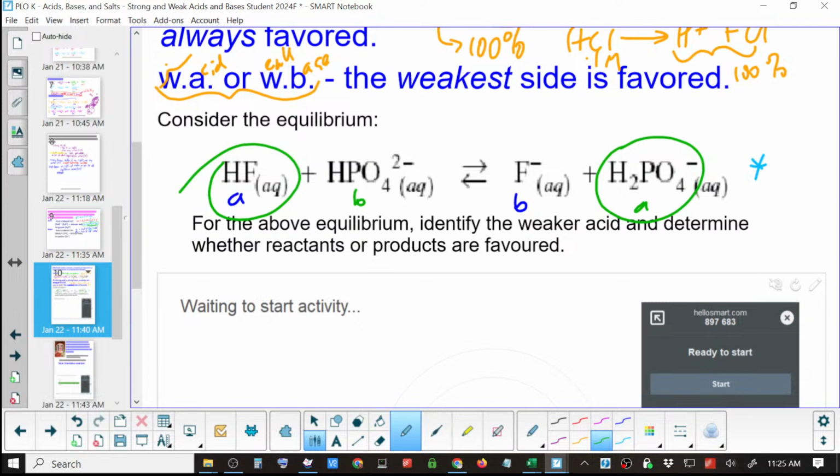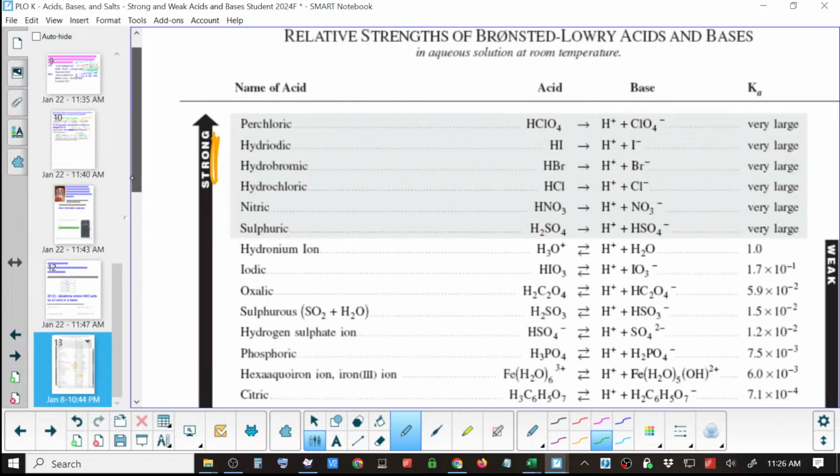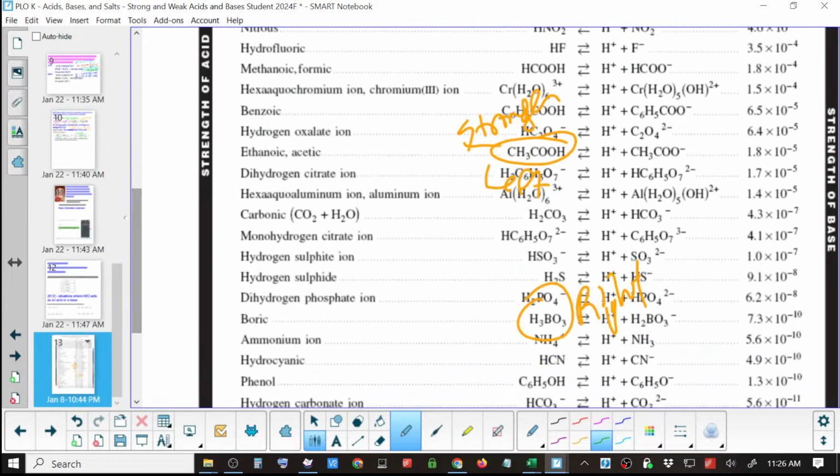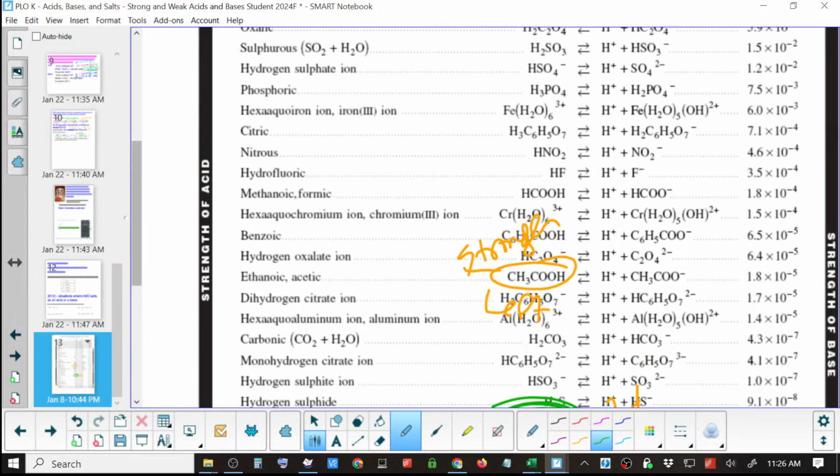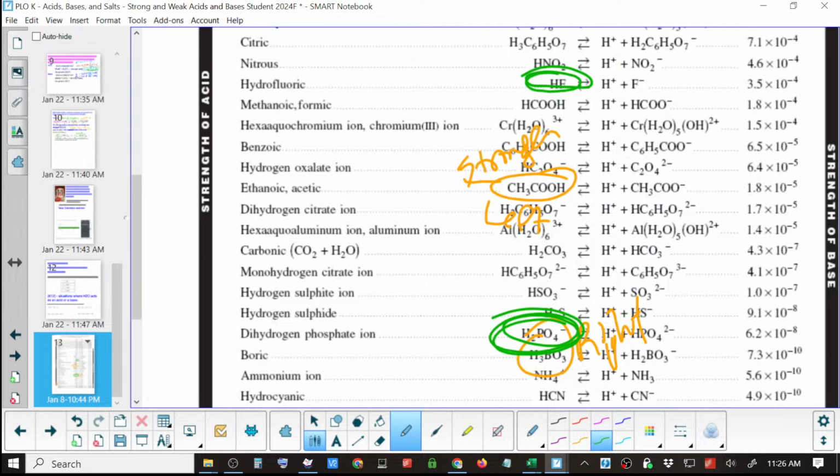Josh, do you have your table? Can I ask you? Yeah, go ahead. Which side is favored? Product side. Why? Because it's weaker. H2PO4, if you look on your table. Whereabouts is H2PO4? Near the bottom, there it is, in green. And HF is super strong. It's a strong acid, weak base. So the opposite side is favored.